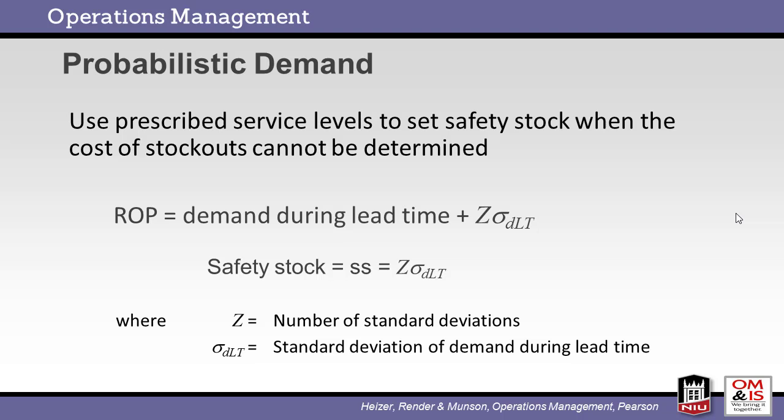We start by setting the number of standard deviations we want to consider. The revised reorder point, ROP, is the demand during the lead time plus the Z value times the standard deviation of demand during lead time. The safety stock is Z times sigma DLT.